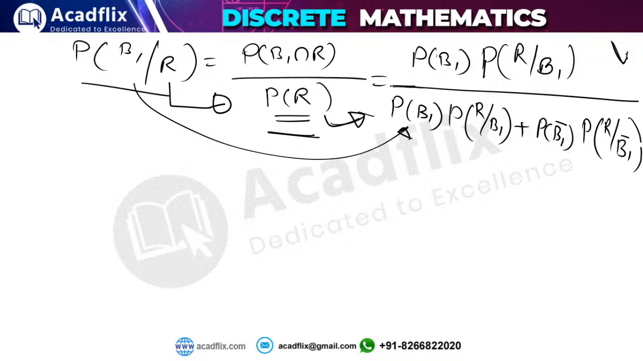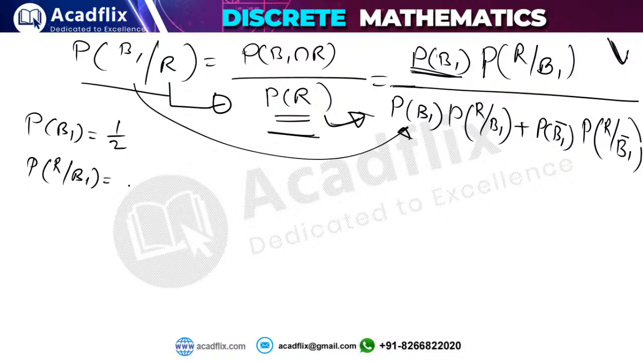Now this is the answer that you need. All these values you need. First let's find all these values. What is this probability of B1? The probability of B1 is 1 by 2 because you have two boxes. So this is the 1 by 2. What is the probability of R given B1? This is the probability of choosing R given that you have already chosen B1.